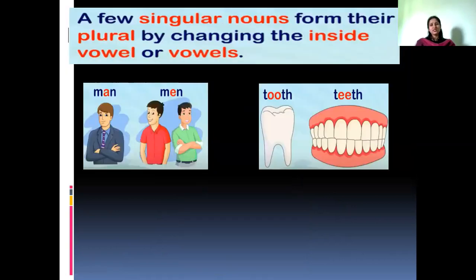Now, some words are different, like man. We cannot say mans. The plural form of man is men. A few singular nouns form their plural by changing the inside vowel or vowels. In M-A-N, the vowel A is there, so we have to change that vowel to make the plural form. We will write these words in our notebook. Man, men, tooth, teeth, child, children.